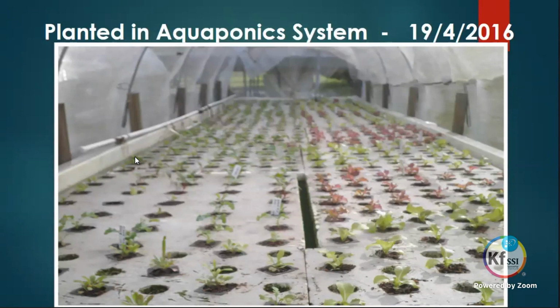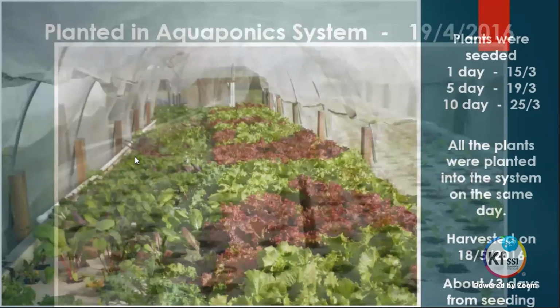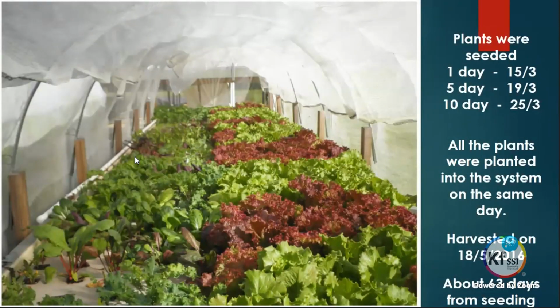So they all went into one of my systems there, as you can see, all planted on the same day with their tags, so I could at least identify where and what they were. And this was about 63 days from seeding, which is the normal time frame from when you seed to when we are eligible to harvest, big enough to harvest.